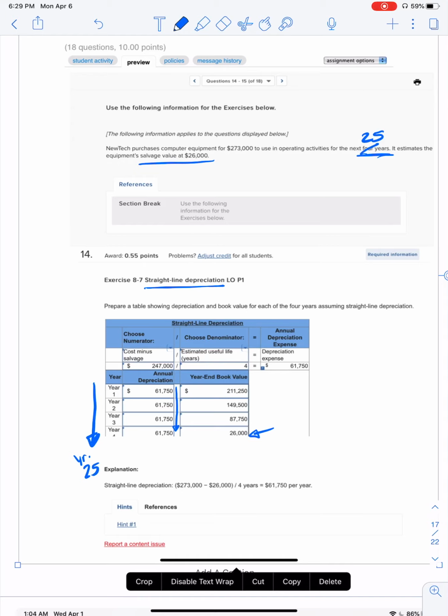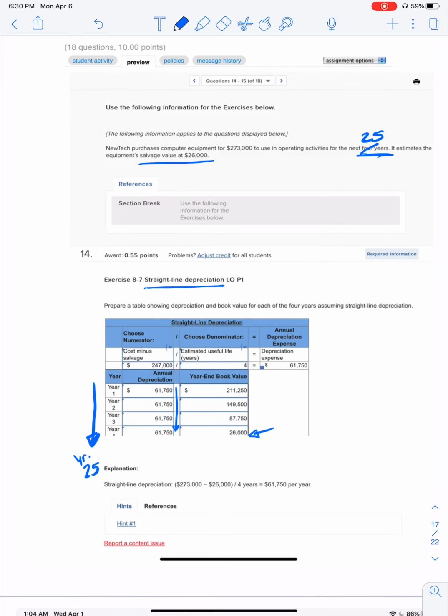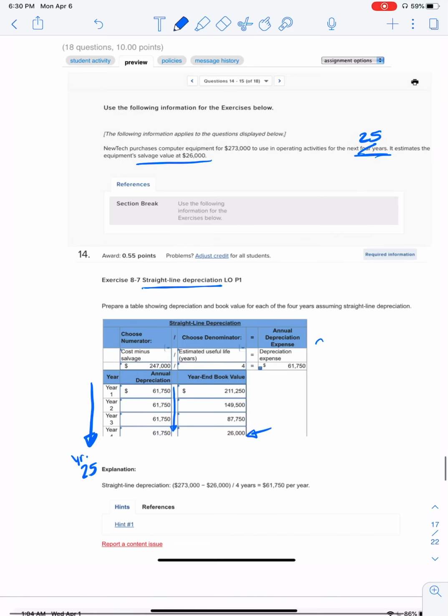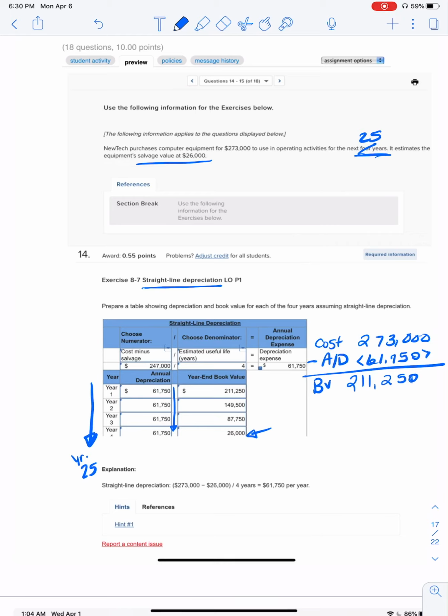So now that brings us to the end of that piece of this question, and finally we need to look at my year-end book value. So the way I'm going to do this is I'm going to take my cost, which was $273,000, so 273, minus my accumulated depreciation, and that will give me my year-end book value. So in this case, I'll back out $61,750, and that will give me my year-end book value for year 1 of $211,250.